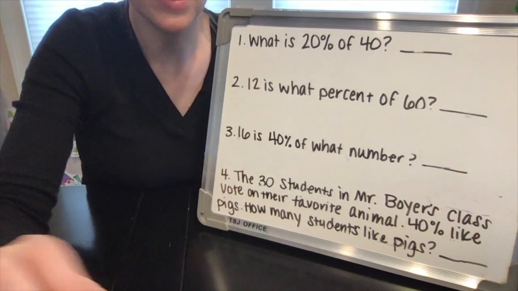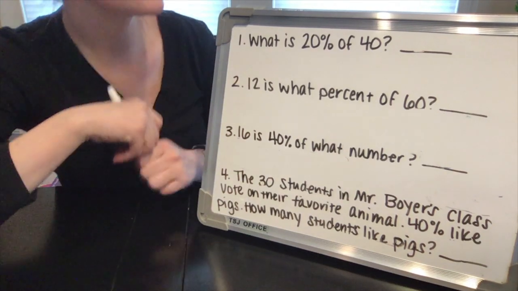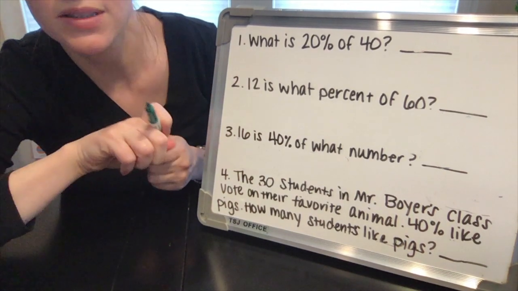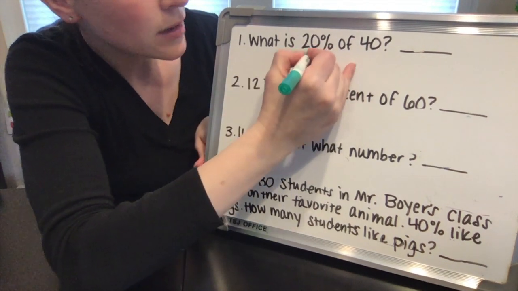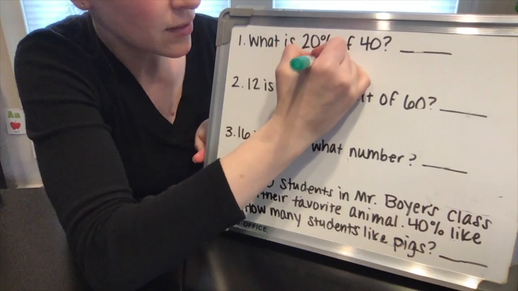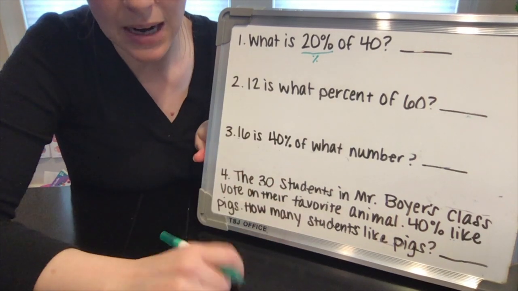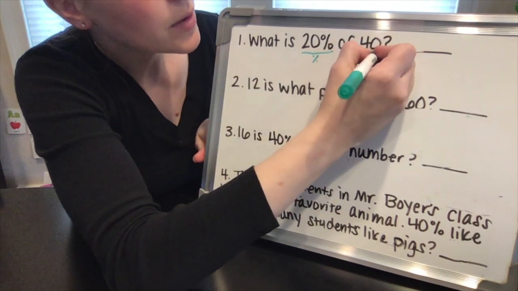Now it's time to do these 4 practice problems. So number 1 says, what is 20% of 40? The first thing I like to do is find the numbers that I do know. I know that 20 is a percent. I can even label that with a little percent sign if it helps me. The next number I know is a 40.